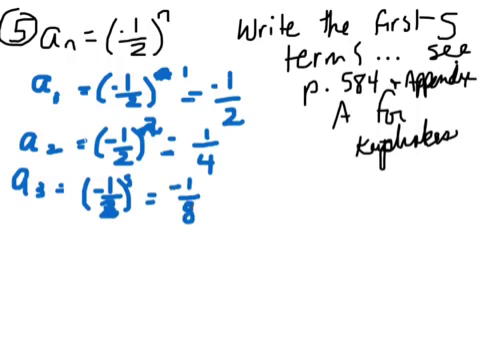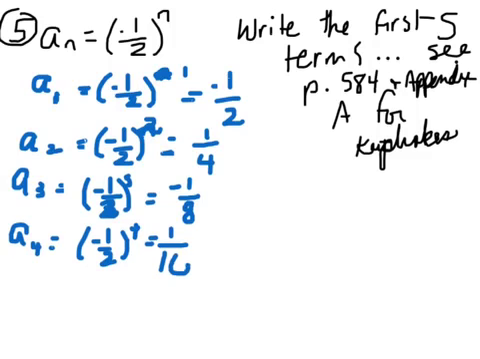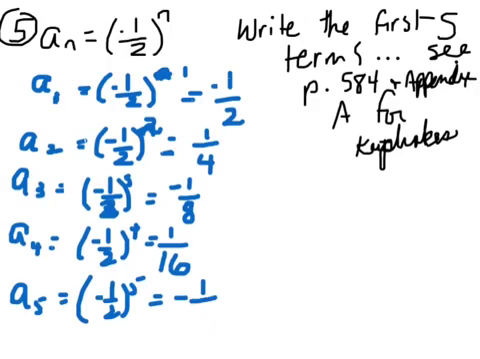Negative 1/8. And then 4, if we plug in 4, negative 1/2 to the 4th power, it's going to be positive because the even exponent makes it positive. Wouldn't that be 1 over 2 to the 4th, which is 16, right? And you only have to do 5 of them. Negative 1/2 to the 5th power is going to be a negative number because it's an odd exponent. There's a leftover negative, and it would be 1 over 2 to the 5th, and 2 to the 5th is 32.